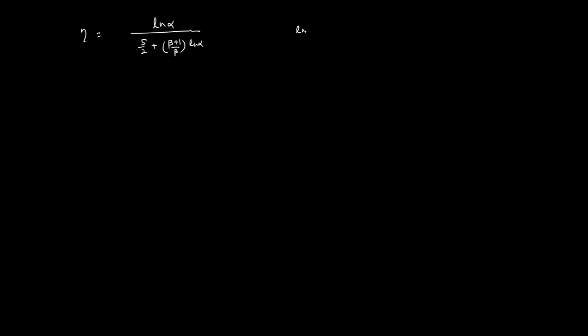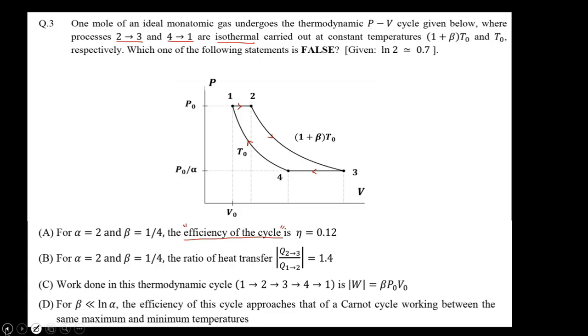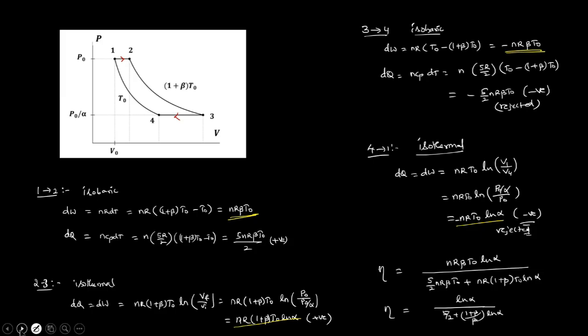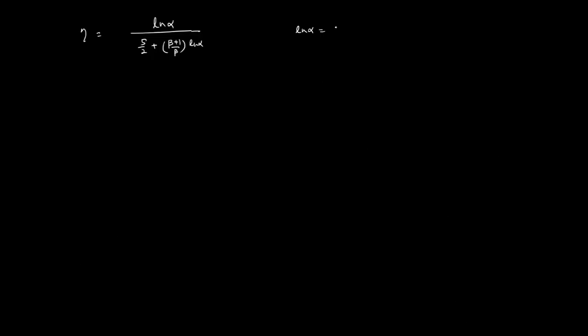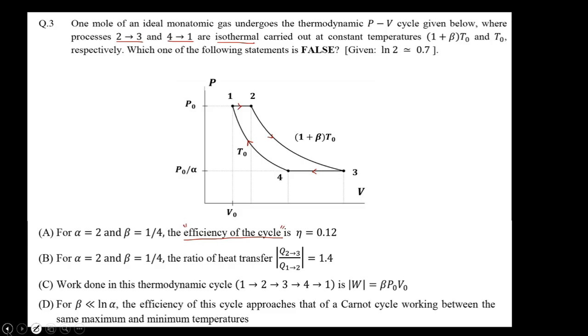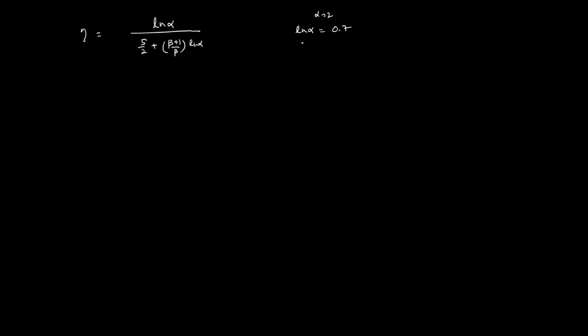In the question they have given the ln alpha value as nearly 0.7. Alpha value is 2, beta value is 1 by 4. So that is the thing we need to verify. We didn't verify the options yet, now we are going to verify. ln 2 is nothing but, alpha value 2 is given, so ln alpha is 0.7. Beta value is 1 by 4. So then what is the eta value I'll get?